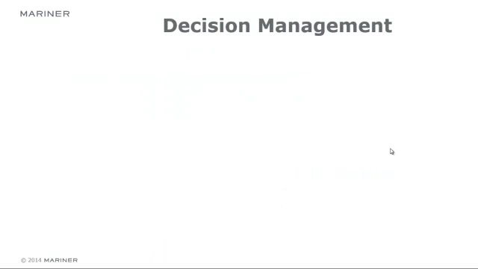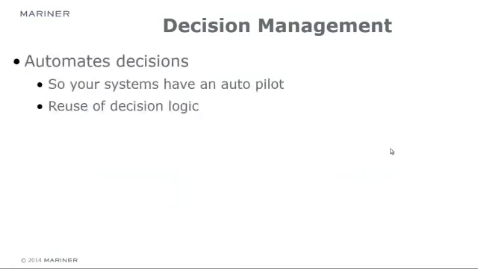Here are the top key capabilities that a good decision management software should provide you. First and foremost, it automates decisions. So this is kind of like a business rules engine in many cases. Essentially, it is a rules engine which allows business users to dictate what they want to automate, and it allows you to reuse some of that decision logic across different applications.